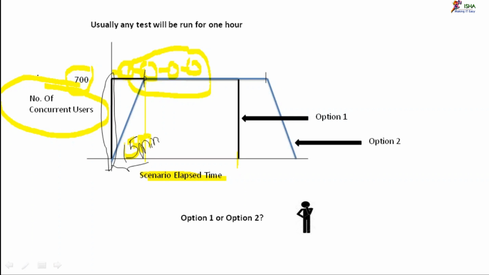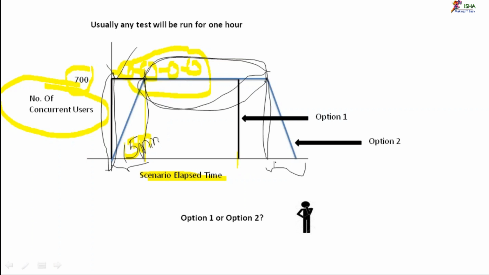So now the next question is, are we not wasting time? If we go with option 2, we are wasting this time and we are wasting this time. Our time is 1 hour. We wanted to run the test for 1 hour. Now look at the downside of option 2. My line of interest is this 1 hour. So we are wasting this 15 minutes, and let's assume this is also 15 minutes. We are wasting this 15 minutes and this 15 minutes.